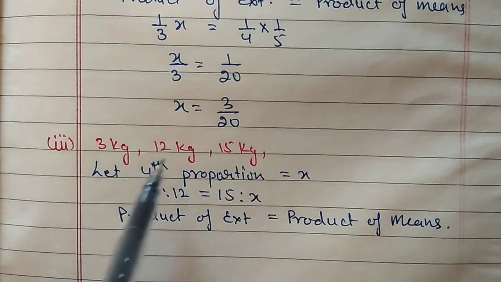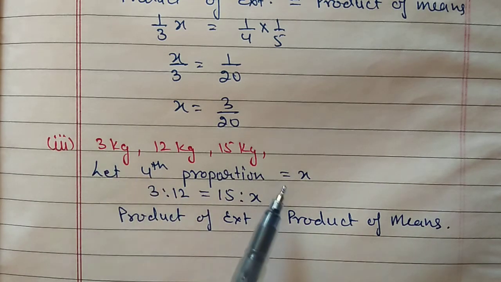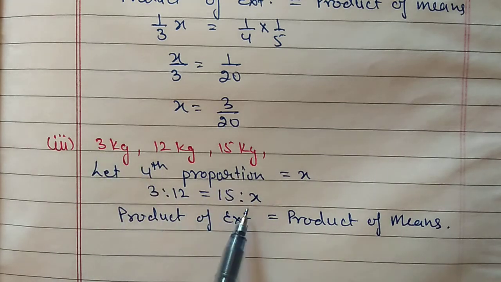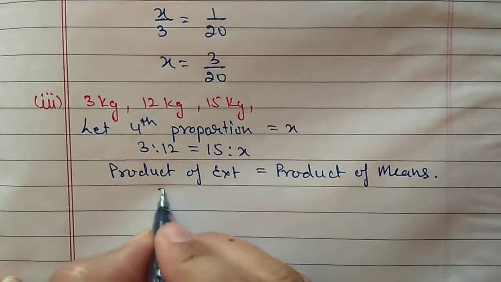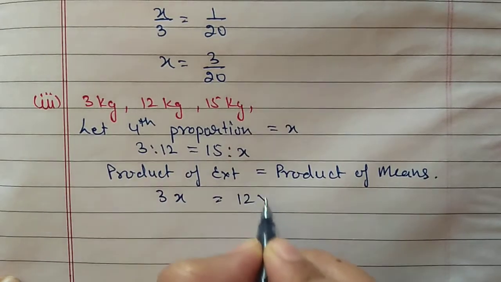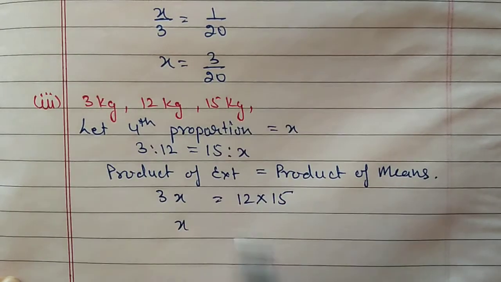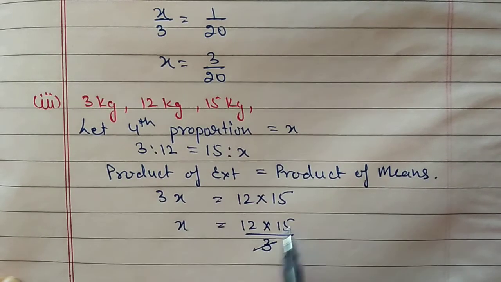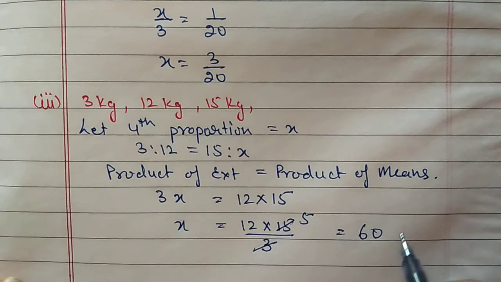Third part, 3 kg, 12 kg and 15 kg are given. So let the fourth proportional be x kg. Then these 3 numbers and this x will come in proportion. It means 3 is to 12 equal to 15 is to x. Then we will use product of extremes equal to product of means. The extreme numbers are 3 and x. 3x is equal to 12 into 15. You can shift 3 to the other side. It will go for division. Cancel: 3 5s are 15. 12 5s are 60. So the fourth proportional is 60 kg.